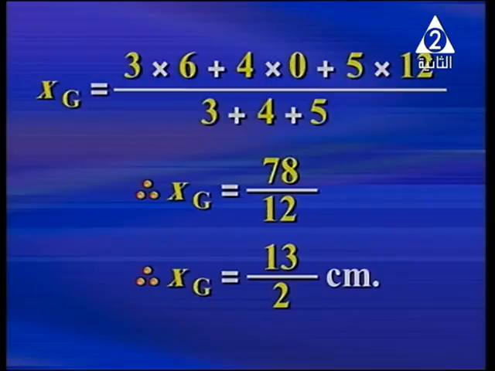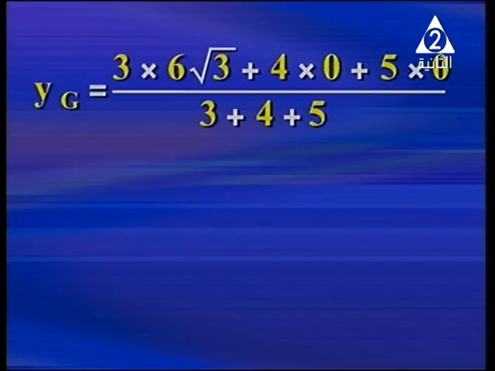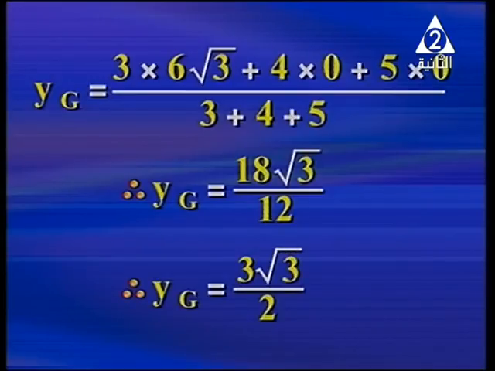By the same method, we find the value of yg. What is the yg? m1 y1 plus m2 y2 plus m3 y3 over m1 plus m2 plus m3. Then by multiplying 3 times 6 root 3, plus 4 times 0 plus 5 times 0, over 3 plus 4 plus 5, the answer is 18 root 3 over 12. In simplest form, yg equals 3 root 3 over 2.